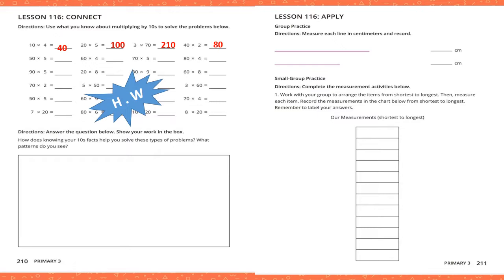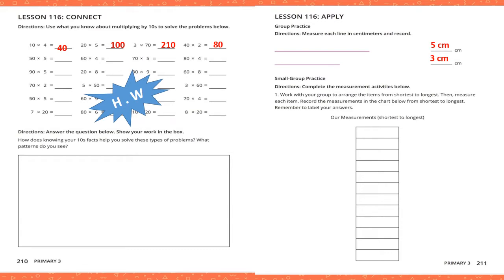Lesson 116, group practice. Direction: measure each line in centimeters and record. If I want to measure using centimeters, I will use my ruler. Great. The first line here looks like about 5 centimeters. I will take my ruler and measure it. It's about 5 centimeters. The second one here is 3 centimeters.